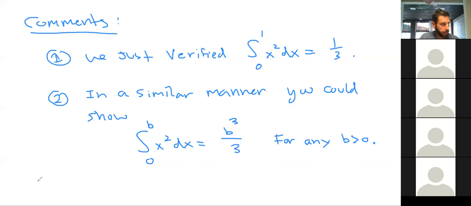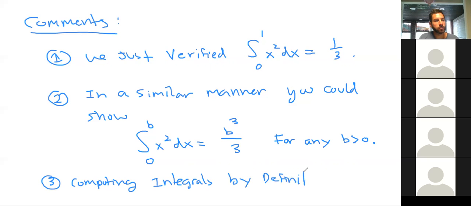And the last comment I'll make is computing integrals by the definition is hard. And I'm going to put hard in quotations because that can mean lots of things. It's tedious, it's time consuming, it's conceptually challenging. As some of you know, there's going to be a real quick and short way of doing this, but the fact of the matter is that short and quick way doesn't always work. And so we have to have a definition that does always work.